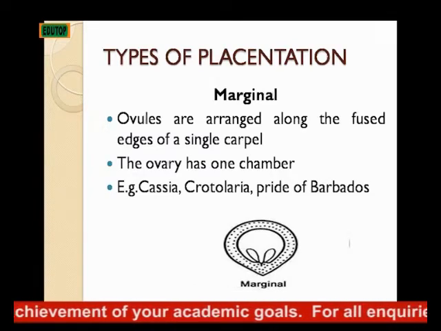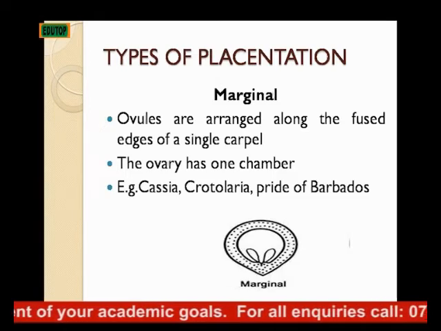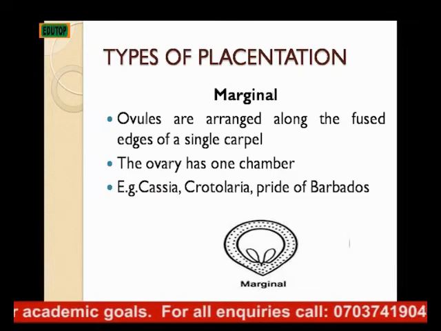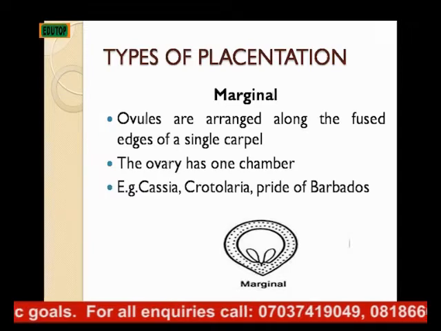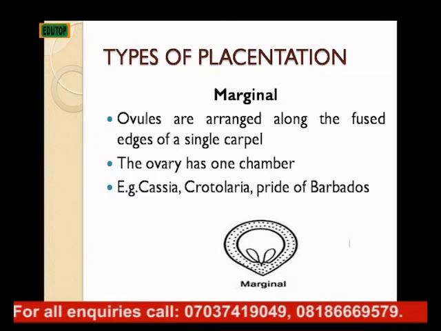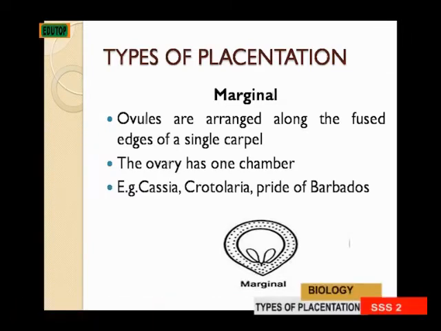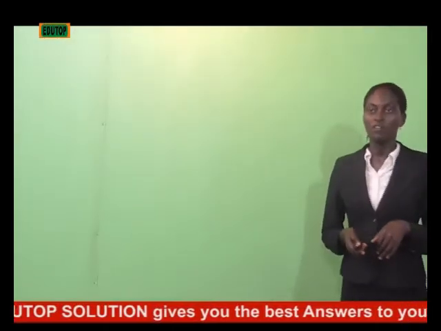So talking back about the marginal placentation, the ovary has one chamber, and examples you find in cassia, and in crotalaria. Then the plant called pride of Barbados, we also have marginal placentation in them.